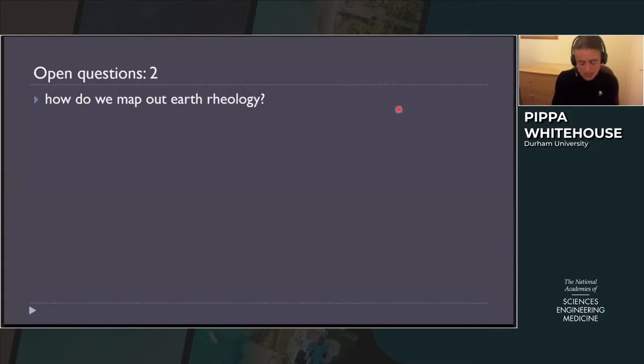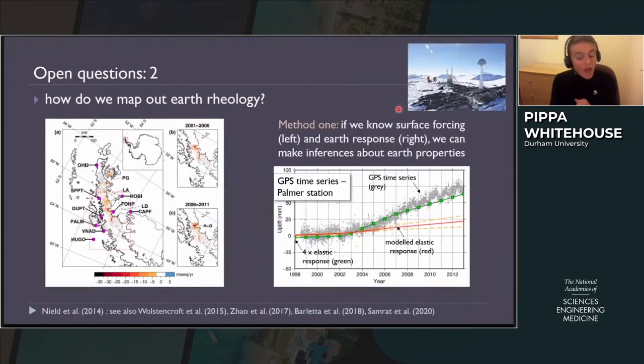The first one is to think about an understanding of surface mass change and a measurement of how the Earth responded to that surface mass change. If we have those two things, we understand the rheology. So if we know how the Earth's forced, and we know how it responded, that's a measurement of rheology. And this is an experiment which has been going on in the Antarctic Peninsula recently due to the rapid ice loss that is going on.